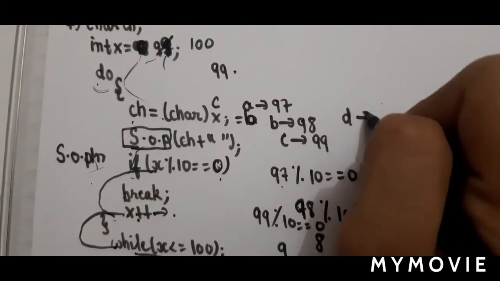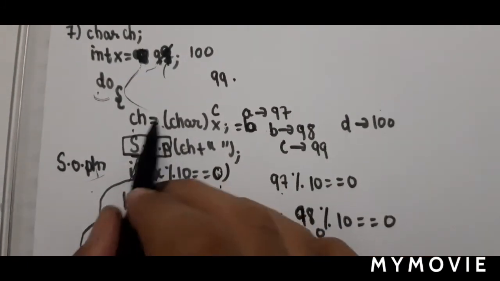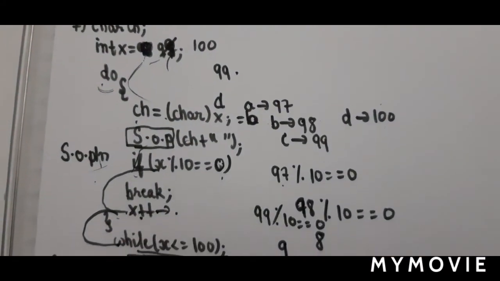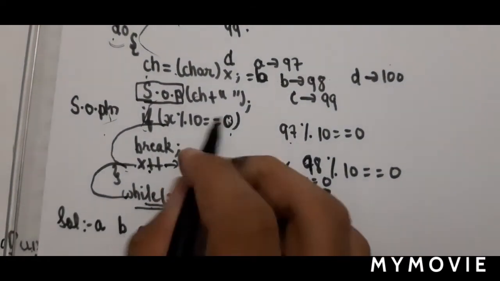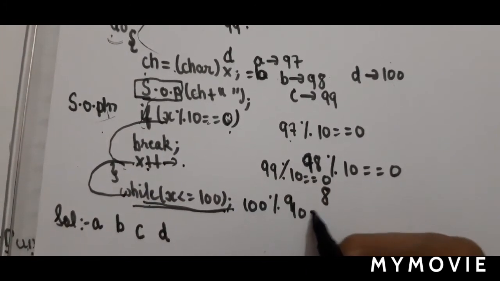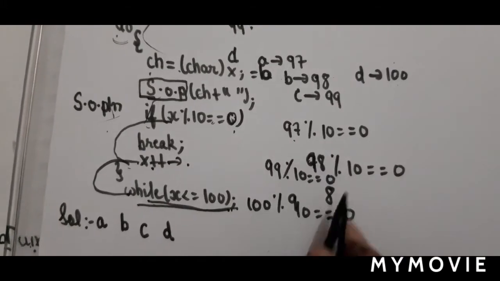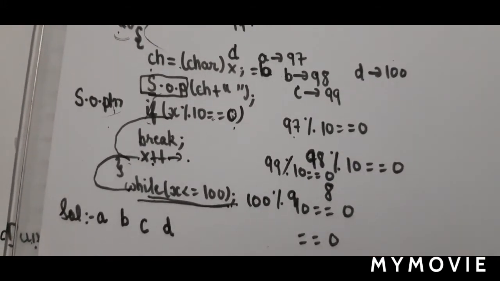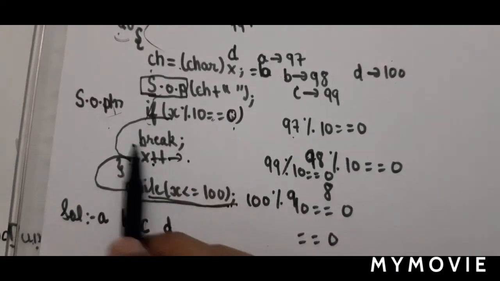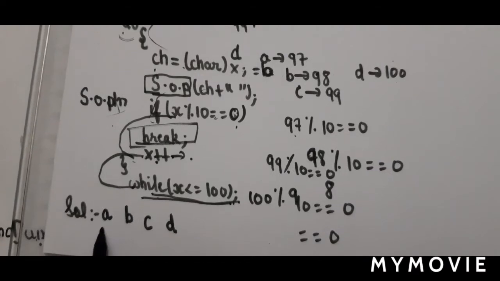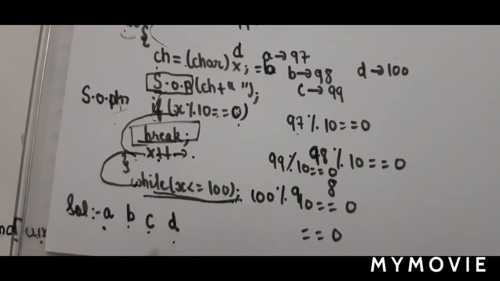The ASCII code 100 is d, so the ch value becomes d, and it prints d here. Then it checks 100 modulus 10. The remainder is 0. Yes, after dividing, the remainder is 0. So it breaks the condition and stops here, and the output is A, B, C and D.